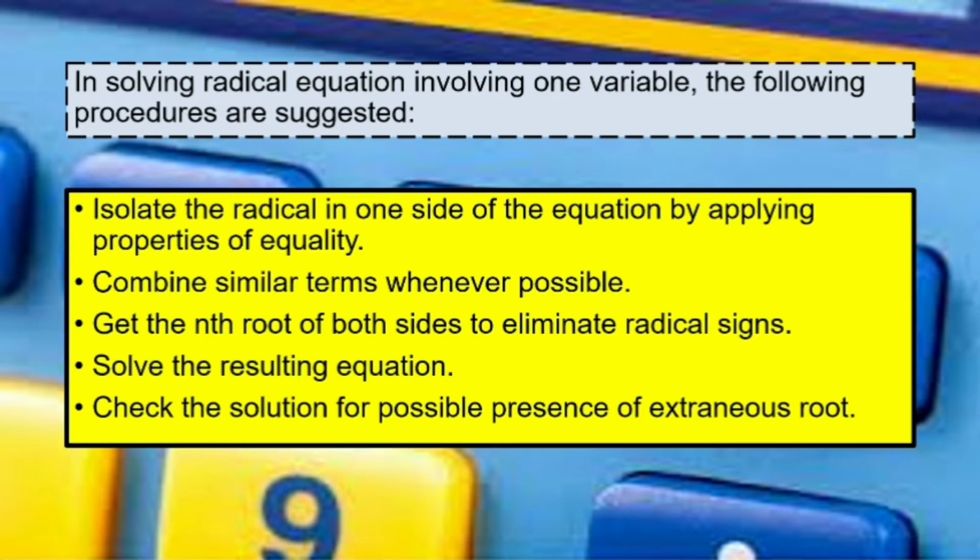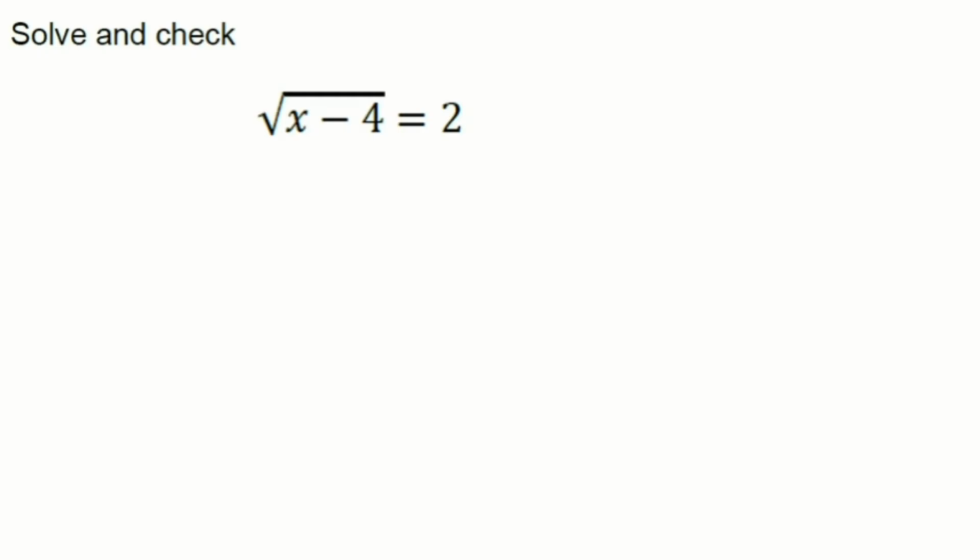Are you guys ready? Let's explore radical equations. Let's try to solve and check the following radical equation. We have the square root of x minus 4 is equal to 2. Notice that our radical is already isolated on one side. So our next step is to get rid of this radical sign.